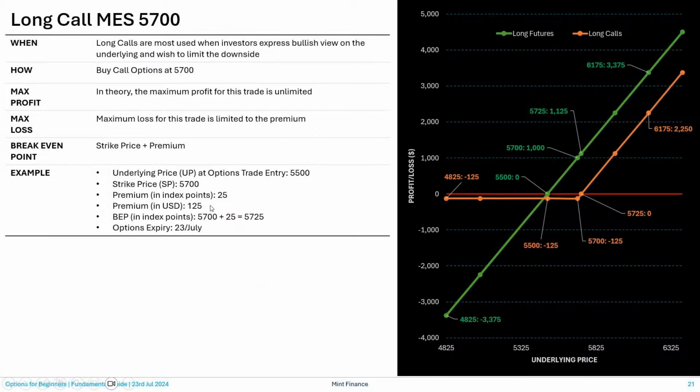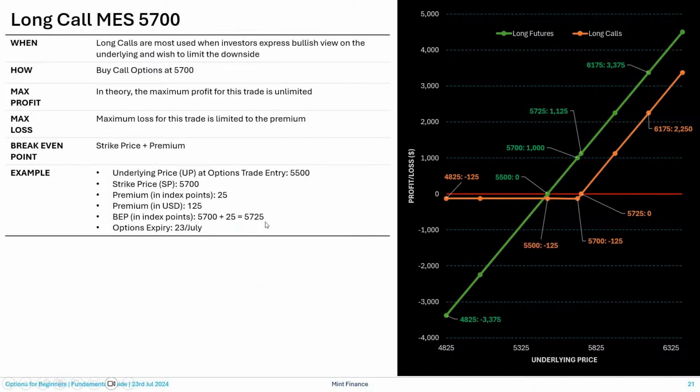So just to clarify here, each micro E-mini S&P 500 option provides exposure to 5x the index value. So while the index premium is 25, the premium in dollar terms that we would pay would be $125 because essentially we're getting exposure to 5x the S&P 500 index. And because of that, a simple way to calculate that break-even point would just be to add the premium paid in index levels to the strike price. So that is something we can calculate, and that comes up with 5725.